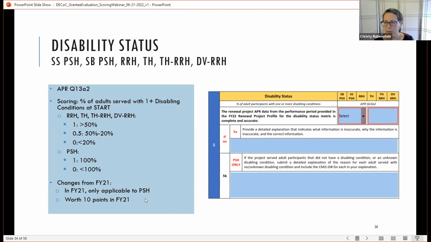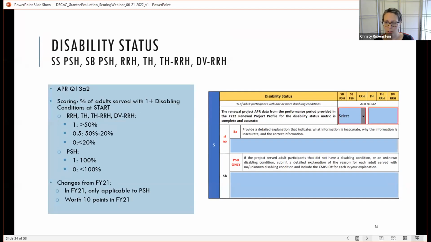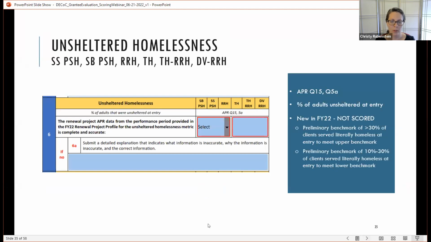This was worth 10 points in the prior year. It's just a point this time around. We're kind of tweaking the severity of need metrics a bit. And this was only applicable to PSH, so we're widening the range of projects that are scored on this one.